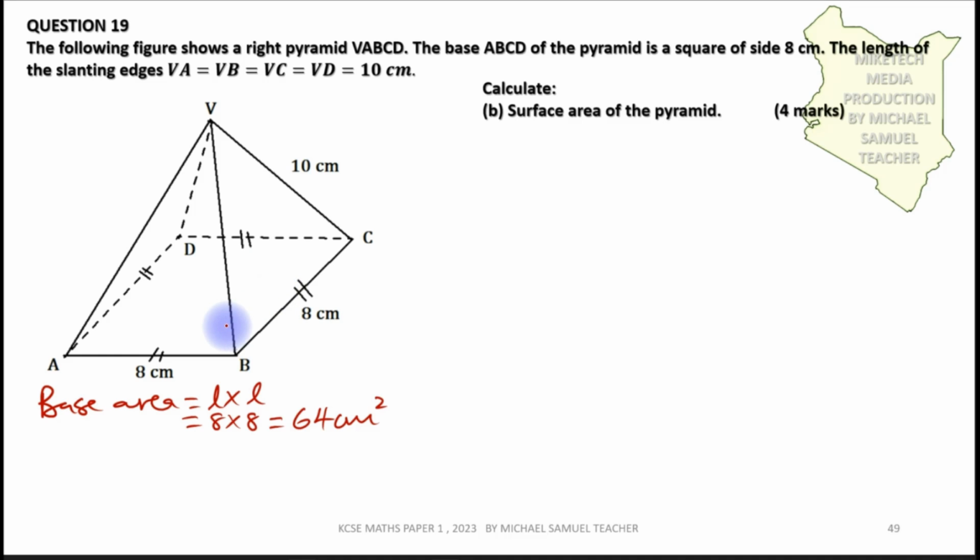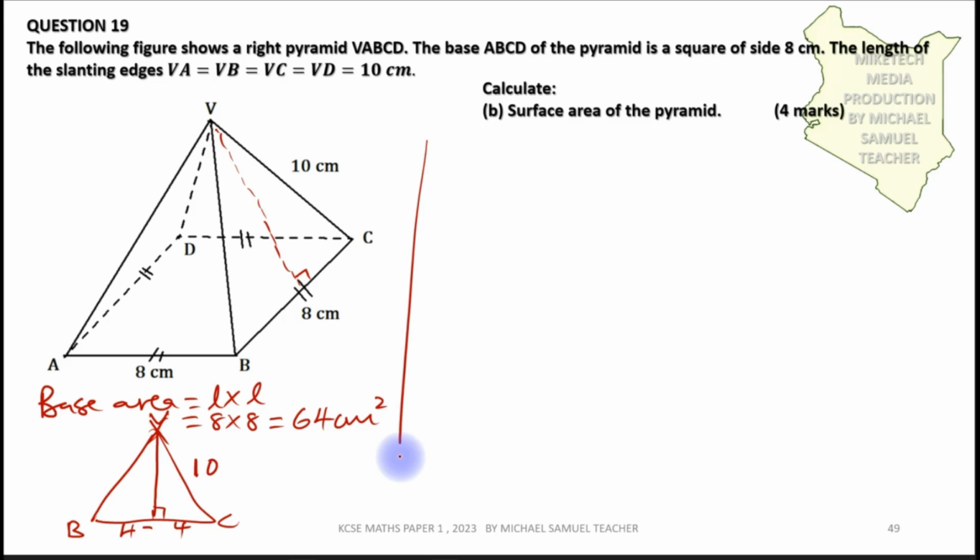So if this is one face, BCV, that's the face I've chosen, I need to get the slant height of the triangle. This is 8 centimeters, so half of it is 4, and this is 10. So I can use Pythagoras theorem and I'll be able to get it. So 4. Let me say this is M.